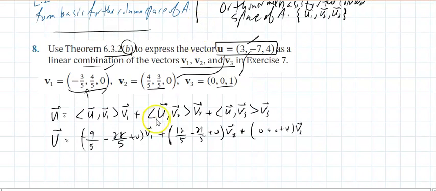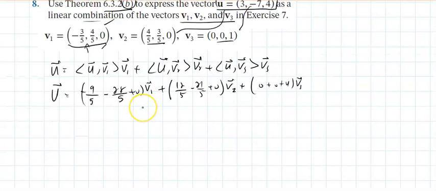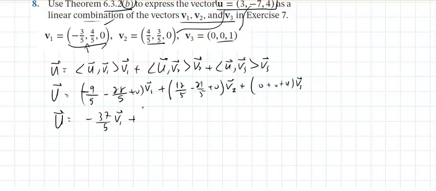And if I clean these up, I'll get the vector to be negative 37 over 5. If I make an error in the addition or subtraction, you know what that means. Just the idea. Let's see, 21 minus, that's 9, and it's minus. And 4 v sub 3. So that's what U would be.